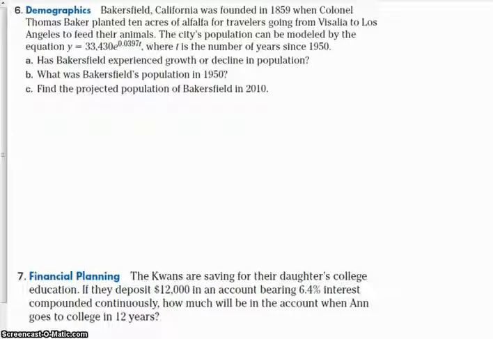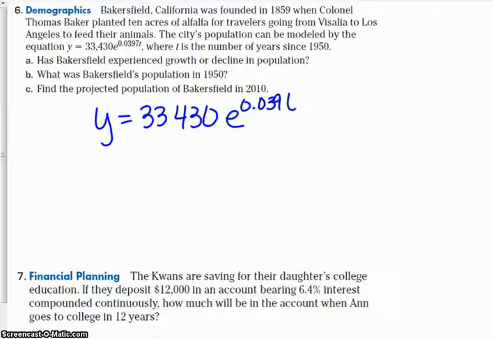So the first question is, we have this equation: y equals 33,430 e to the 0.0397t. This is an equation that Bakersfield came up with. Because our k, shown right here, is positive, we know that we're dealing with growth. Remember how this is our starting value right here as well? That starting value is where it would be when this particular value starts. So it says, what is the population in 1950? Well, that was our starting value.